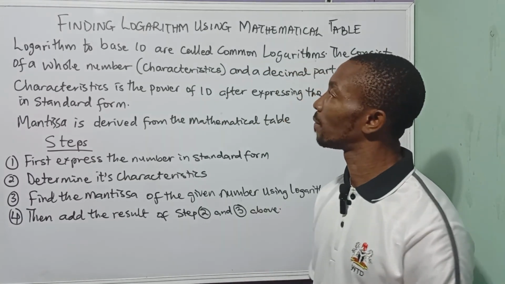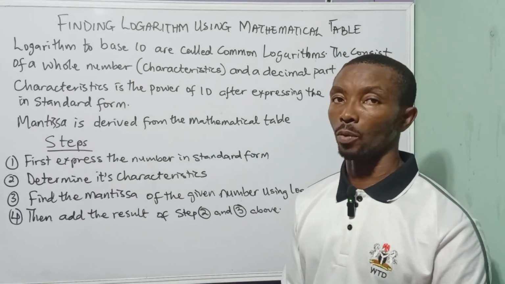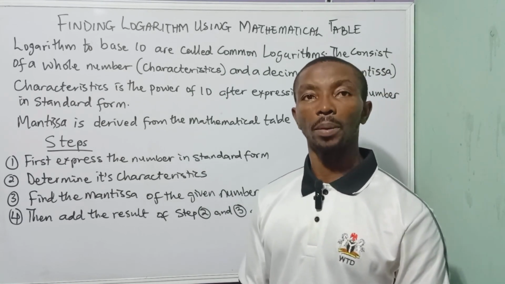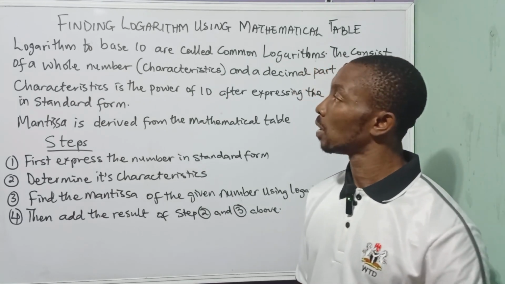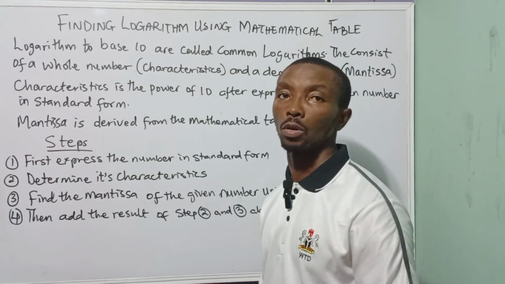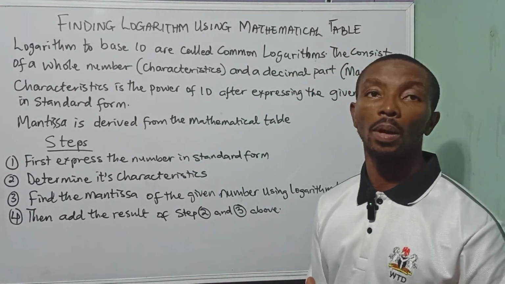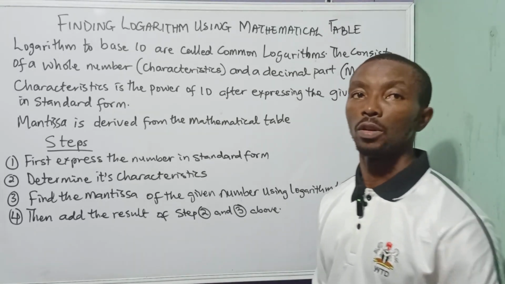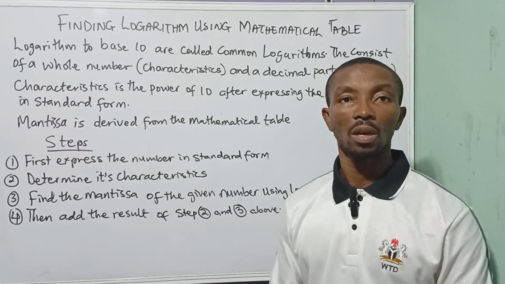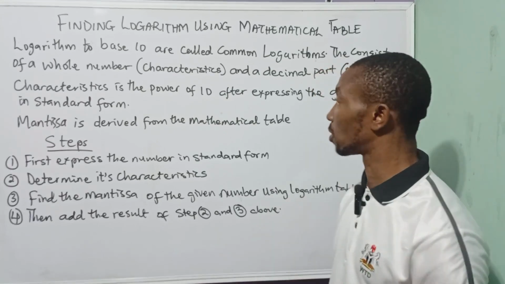Today we'll be looking at finding logarithm using a mathematical table, and we'll be discussing how to find the log of a number using a mathematical table. Now it says the logarithm to base 10 are commonly called your common logs. These common logs consist of the whole number aspect, which is referred to as the characteristics, and the decimal part, which is referred to as the mantissa.